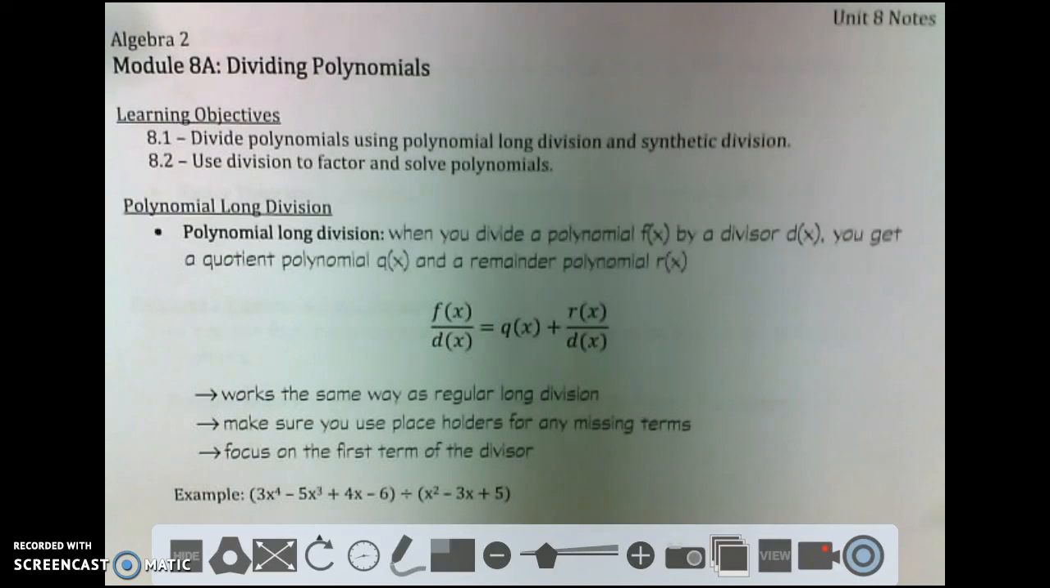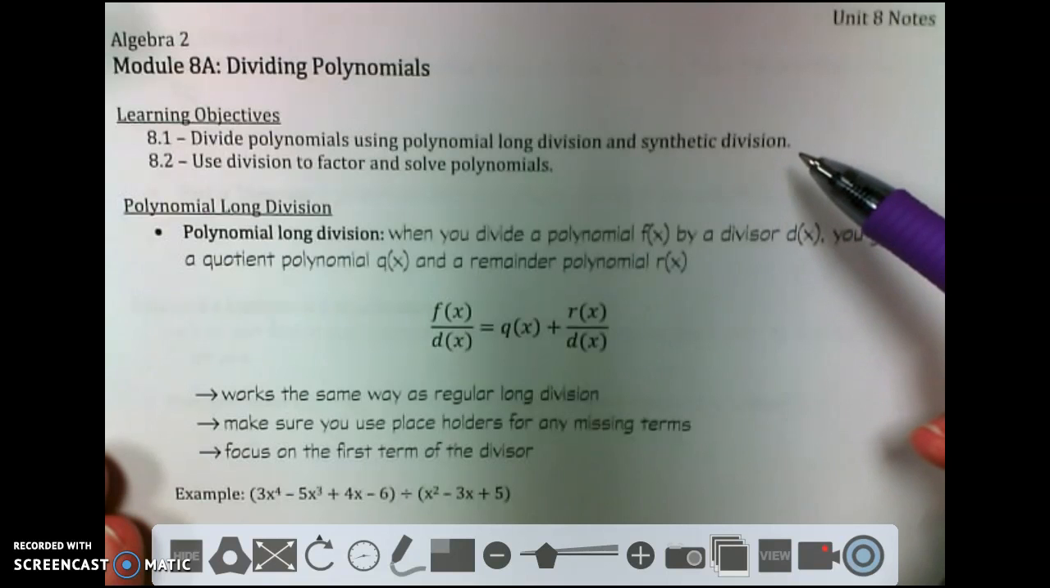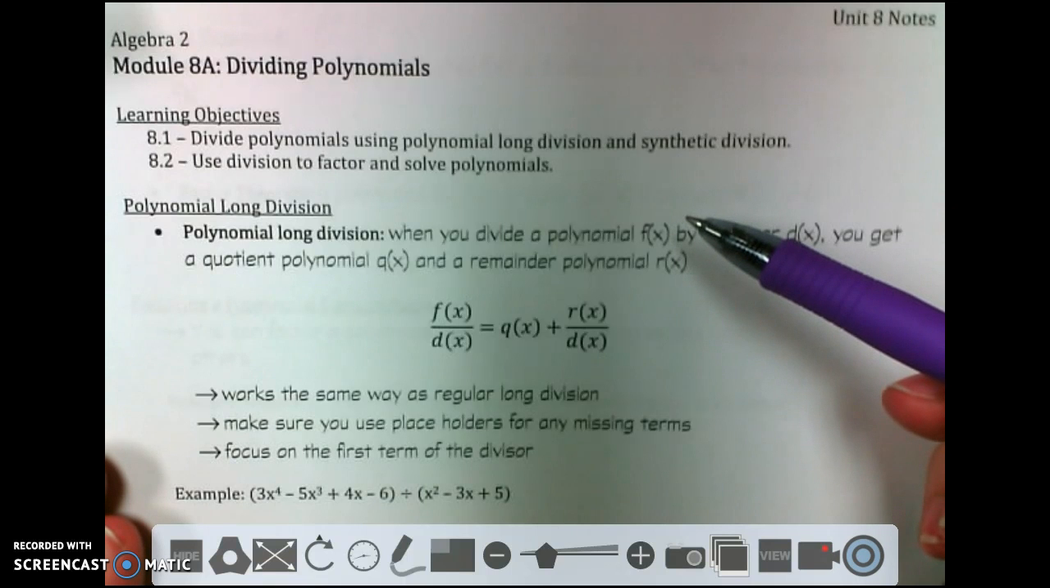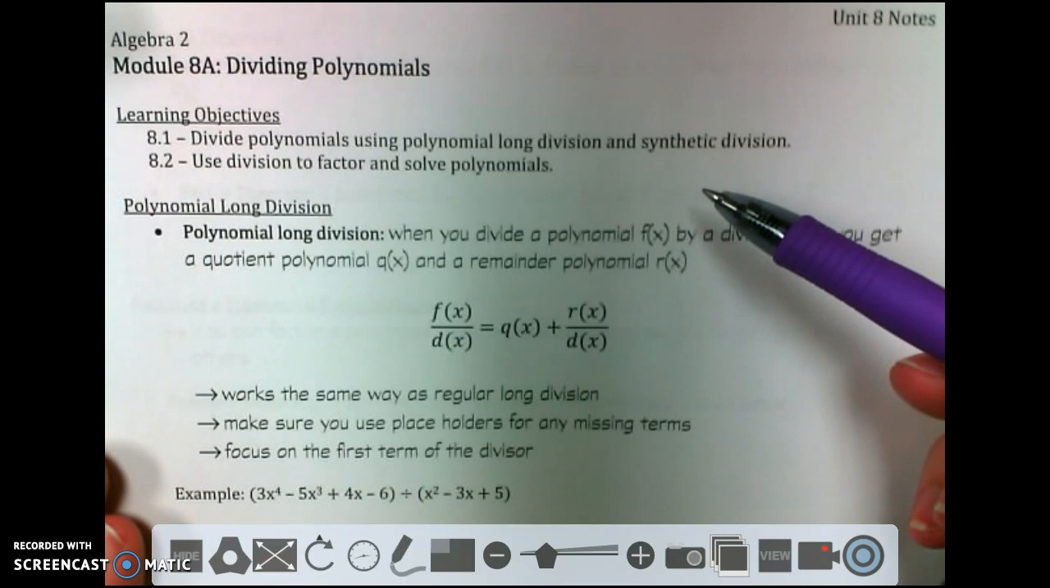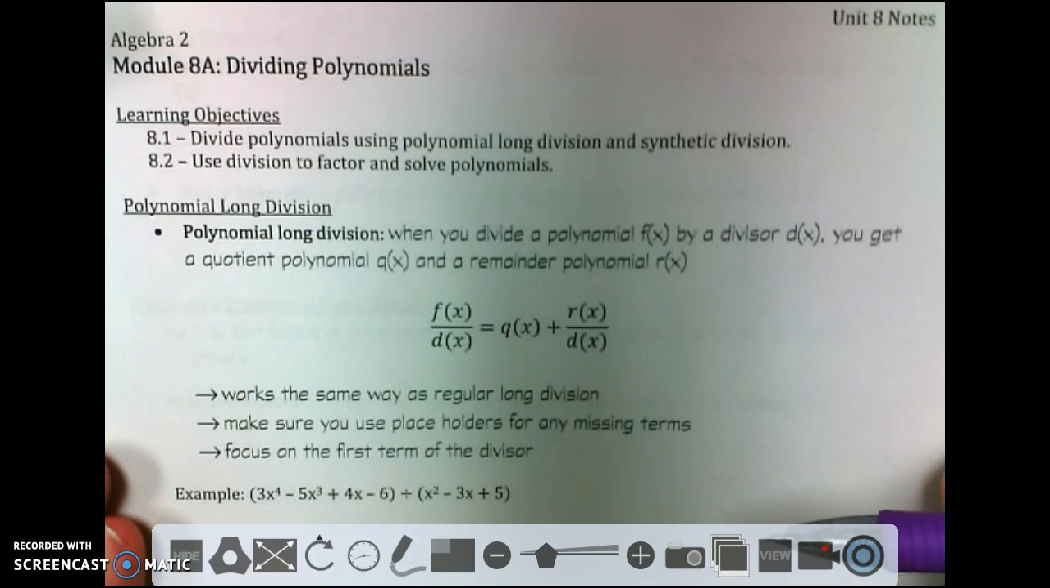Alright, 8.2 notes, or Module 8A notes, dividing polynomials. In this unit, there are two objectives. One is to divide polynomials using polynomial long division and synthetic division, and two is to use division to factor and solve polynomials. So these are the two things that you'll need to be able to do for this module.